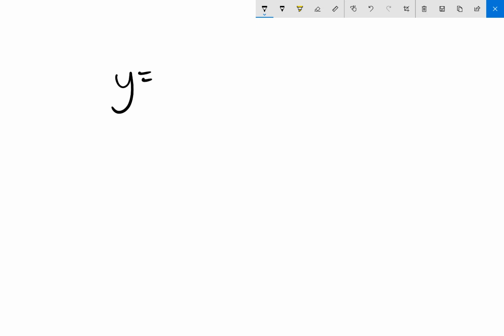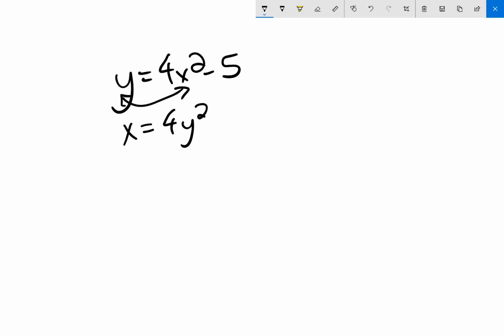We have y equals 4x squared minus 5. So it's the same exact first step as the last inverse problem, and that is you need to switch the x and the y. So again, don't move the 4, don't move the squared, don't move the minus 5. Just write x where y is and write y where x is.